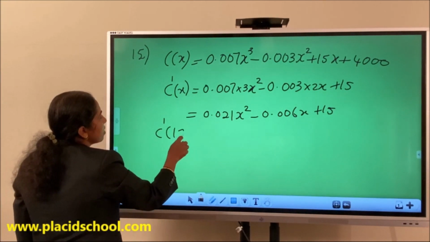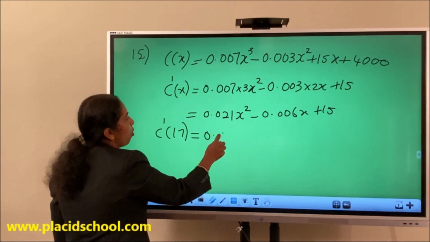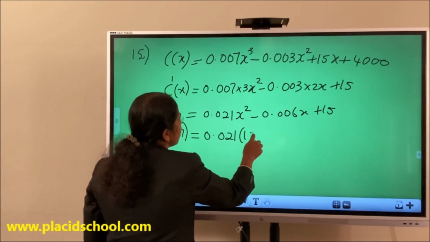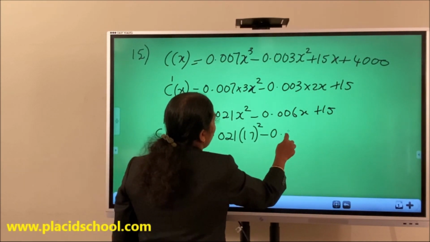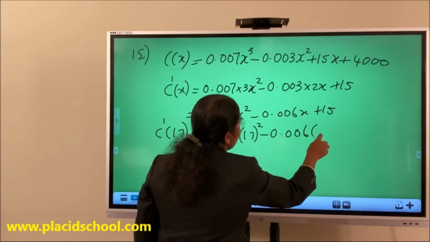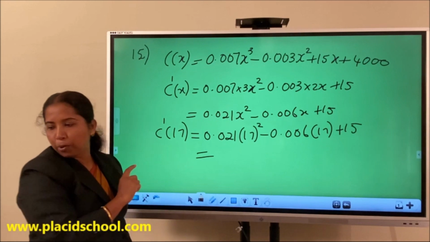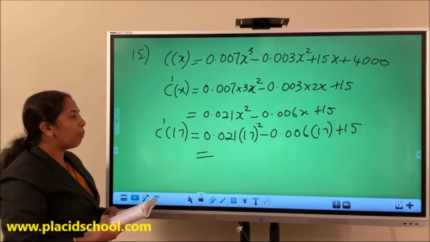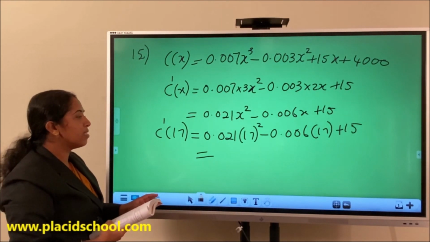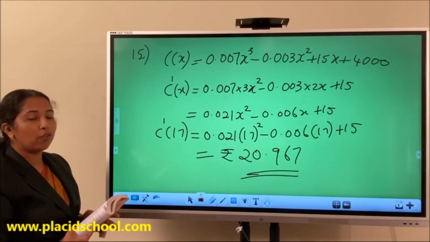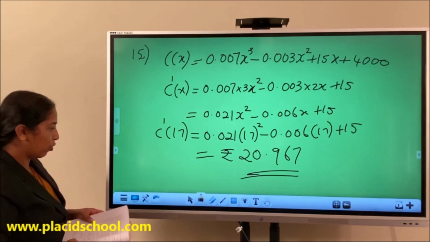Now we have to find the marginal cost when 17 units are produced. So calculate C dash 17. This is 0.021 into 17 square minus 0.006 into 17 plus 15. On computing, you will get the marginal cost as 20.967. Moving on to the next one.